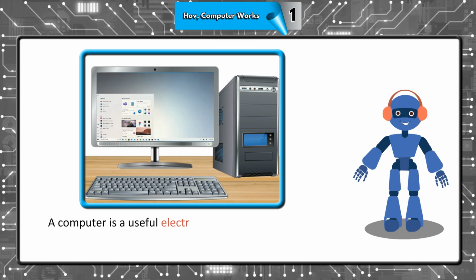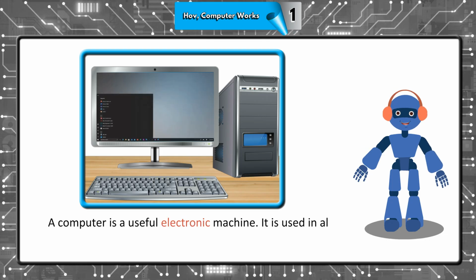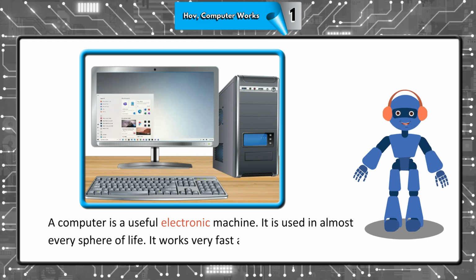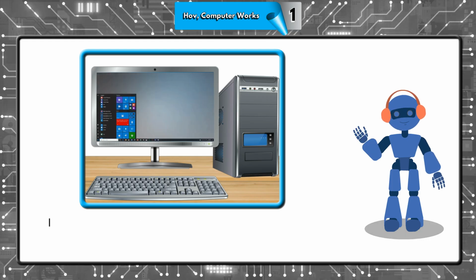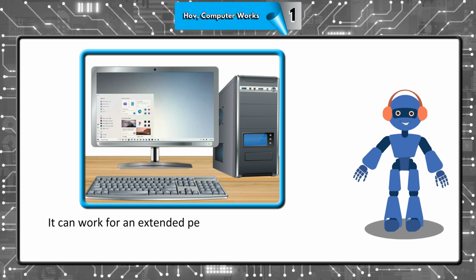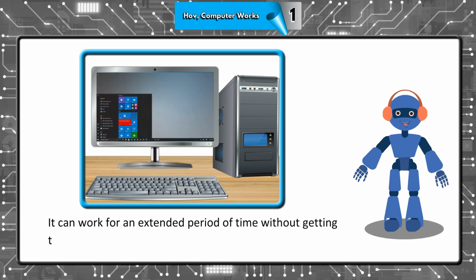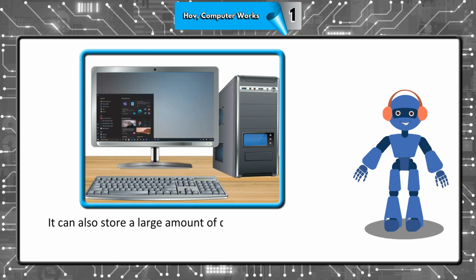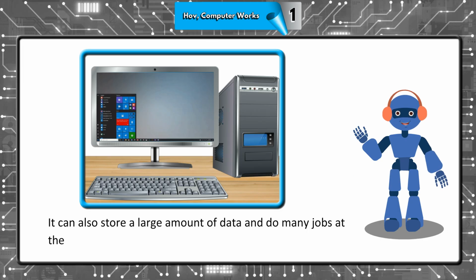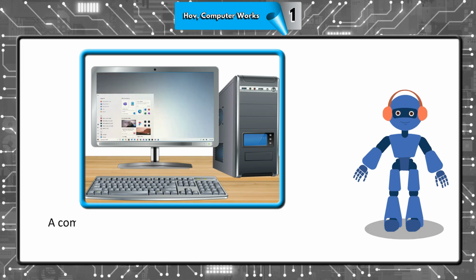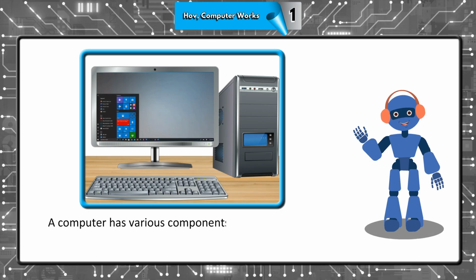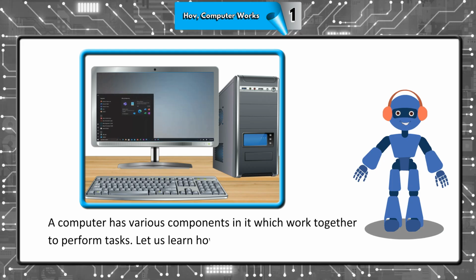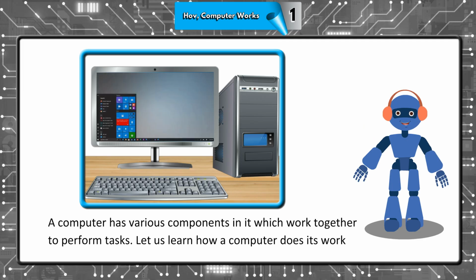A computer is a useful electronic machine. It is used in almost every sphere of life. It works very fast and accurately. It can work for an extended period of time without getting tired or fatigued. It can also store a large amount of data and do many jobs at the same time. A computer has various components in it which work together to perform tasks. Let us learn how a computer does its work.